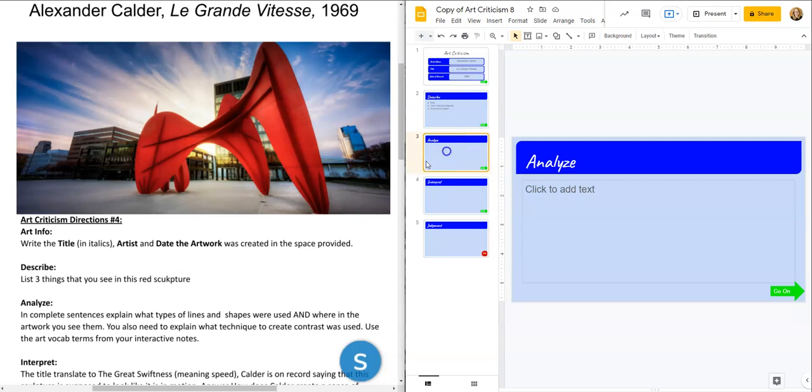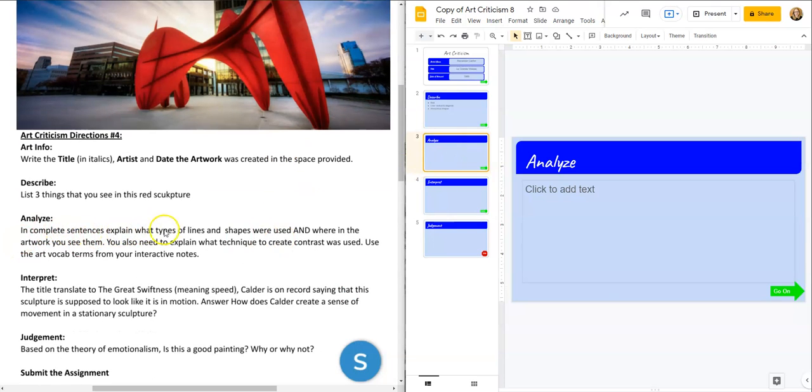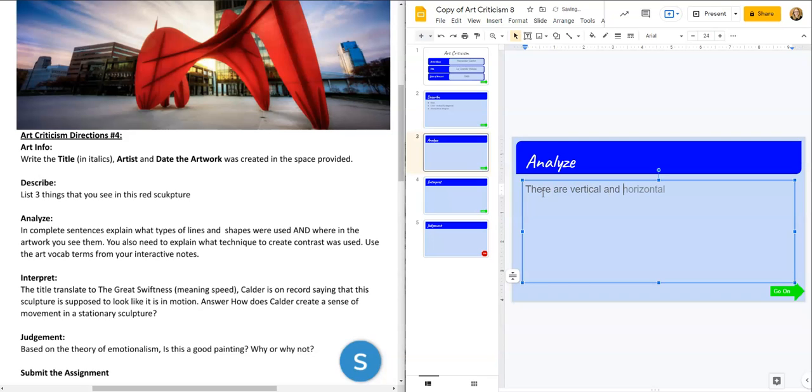Okay, analyze. If we go down here, in a complete sentence, explain what types of lines and shapes were used. Guess what? We did that in describe. And where you see them in the artwork. You will also need to explain what technique to create contrast was used. So if we come over here, the lines we talked about, there are vertical and diagonal lines in the legs of the sculpture.